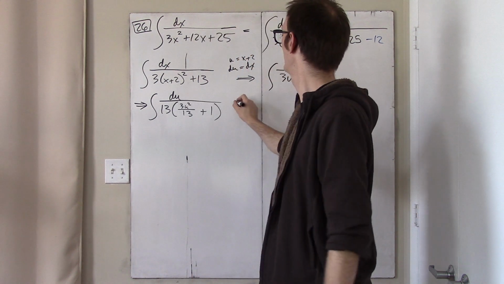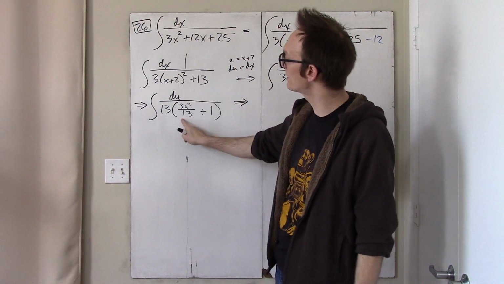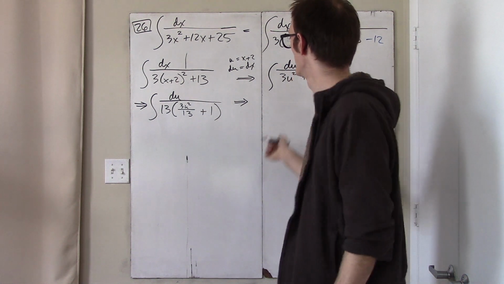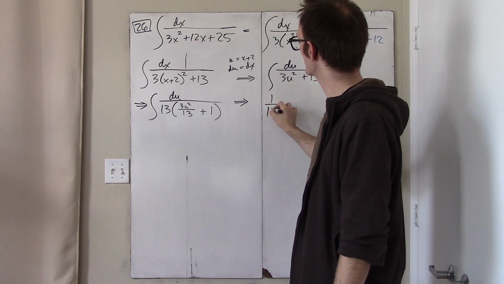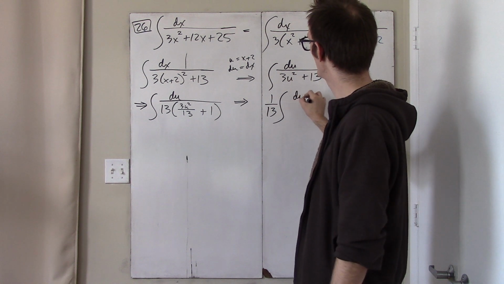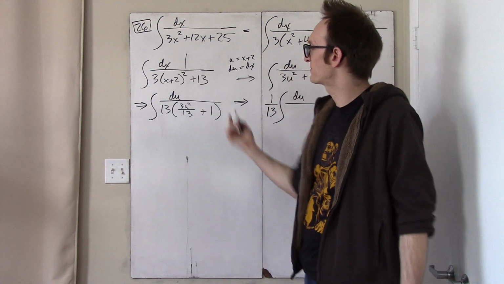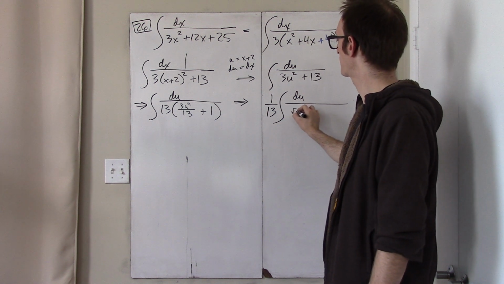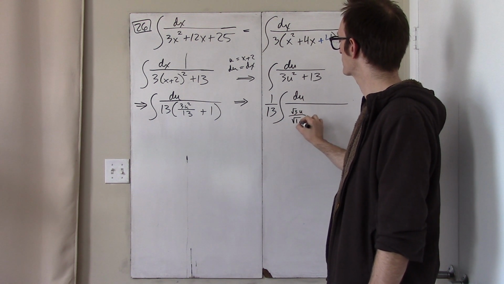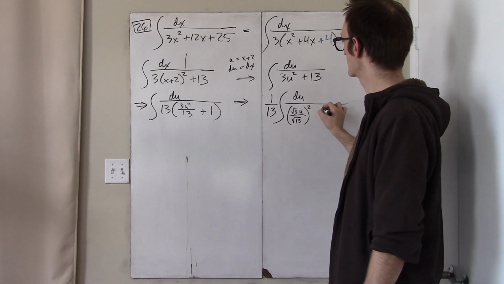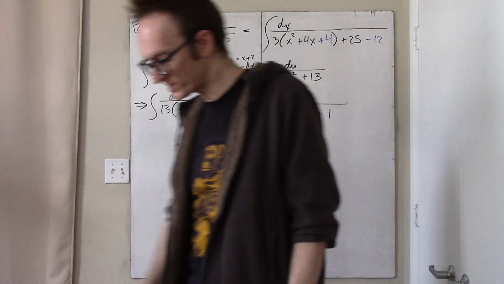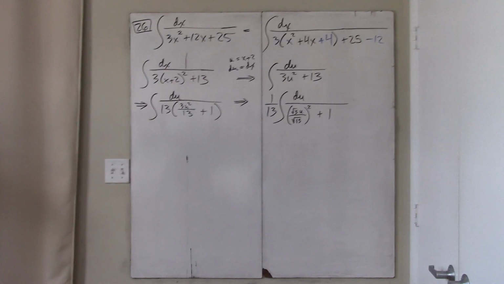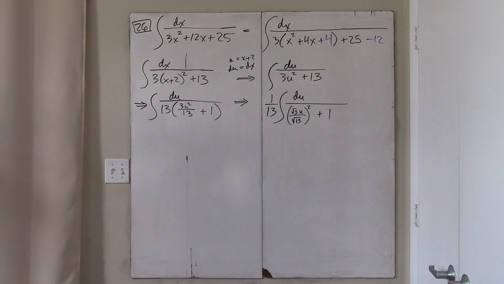Okay, but then I need to put this in the form like something squared plus 1. So here's where I'm not so happy, because this is 1/13 du over, and I just got to do it. This is just root 3u over root 13 squared plus 1. In other words, I'm just forcing that denominator to be in the form that I need it in. Have I done this correctly?